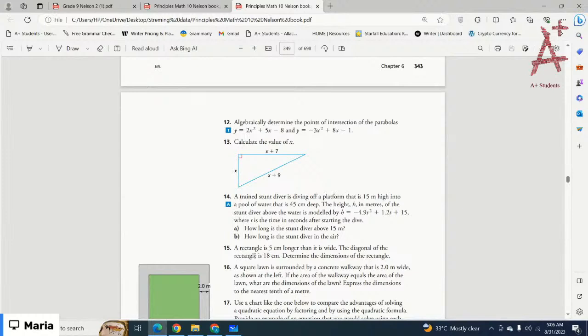A trained stunt driver is driving off a platform that is 15 meters high into a pool of water that is 45 centimeters deep. The height h in meters of the stunt driver above the water is modeled by h equals negative 4.9t square plus 1.2t plus 15, where t is the time in seconds after starting the dive. A: how long is the stunt driver above 15 meters, how long is the stunt driver in the air? Let's just calculate question number 14.